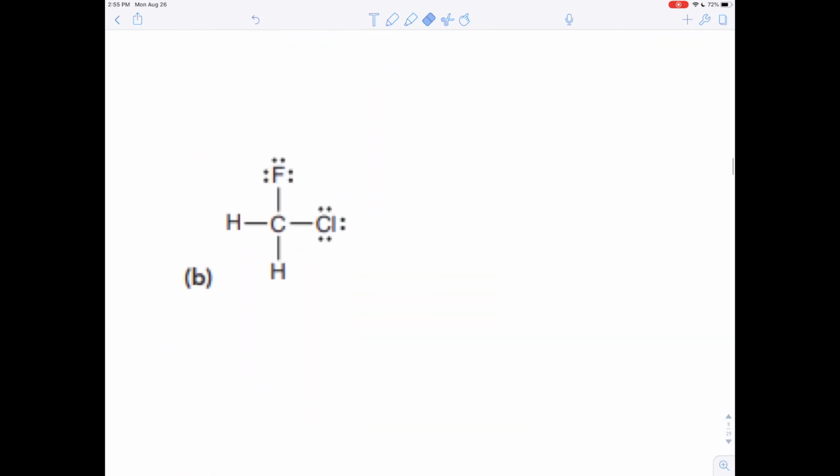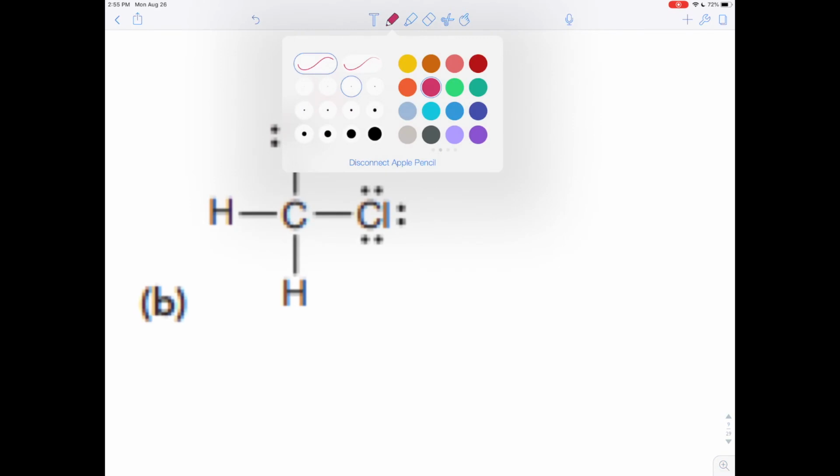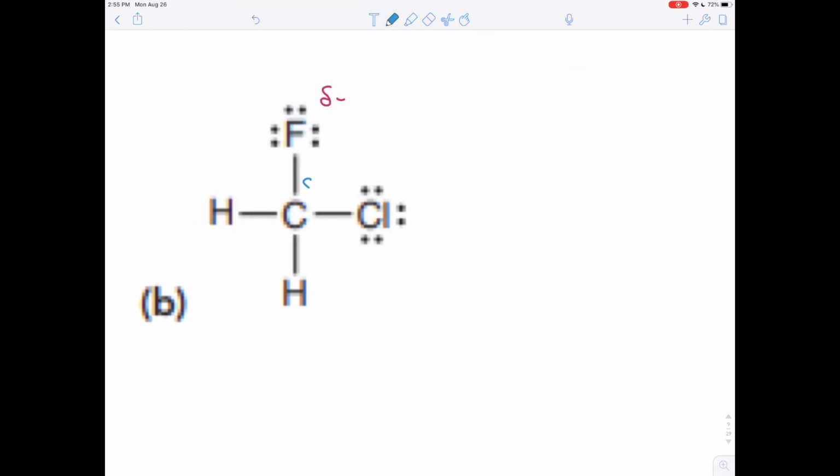Okay, how about this one? So first, look for nitrogen, oxygen, fluorine, or chlorine. I see a fluorine. That is really electronegative, so it's going to take the electrons in that bond, pull them toward itself, and that becomes slightly negative. And if the electrons go toward the fluorine, the carbon will be slightly positive.